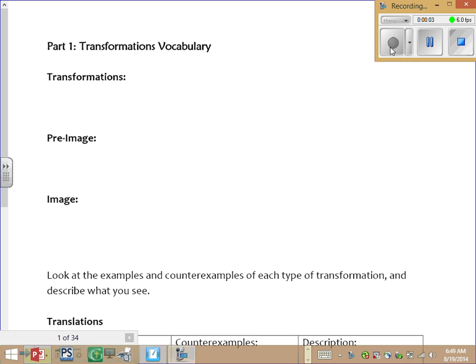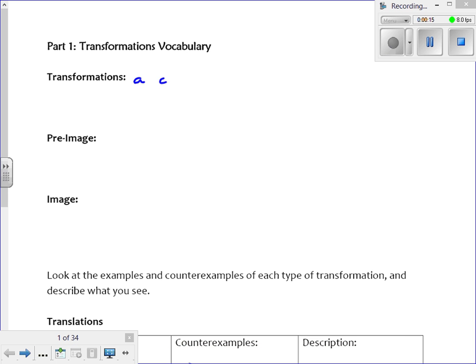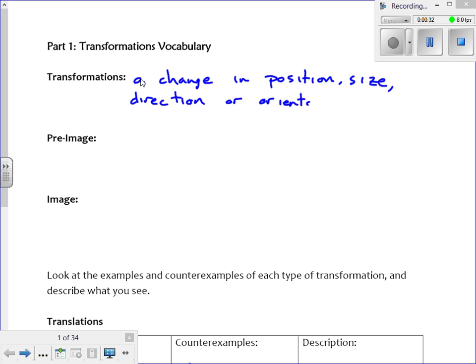So we'll take a quick moment and remind you about some of the basic terminology associated with transformations. First, what is a transformation? If you recall, a transformation was a change in position, size, direction, or orientation of a figure. And it might actually be a few of those. You could put a few of those together and make it bigger and turn it. You can slide it around and make it smaller. You can slide it and turn it and flip it, all sorts of stuff.